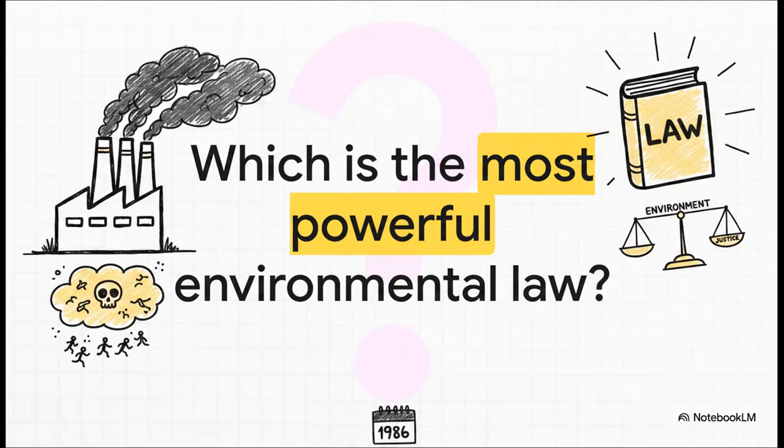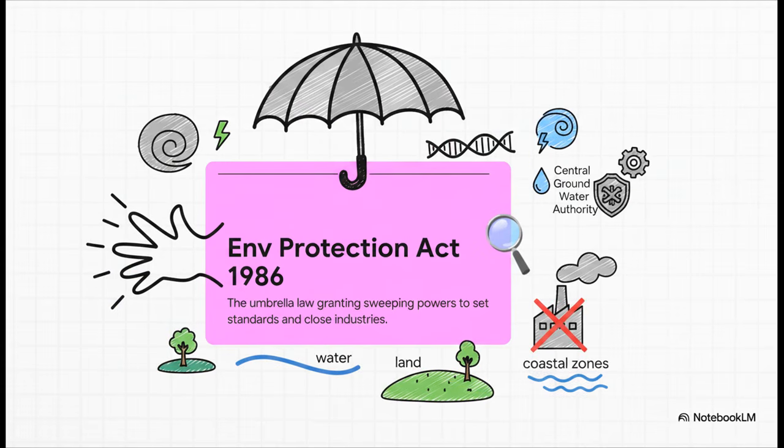That actually brings us to a huge question. Think about it for a second. Which is literally the most powerful environmental law in India? If you remember that 1986 date we just talked about, you might already be guessing why. This specific law was the ultimate legislative reaction to one of the darkest moments in industrial history, the tragic Bhopal gas disaster. If you guessed the Environment Protection Act of 1986, you hit the nail on the head.